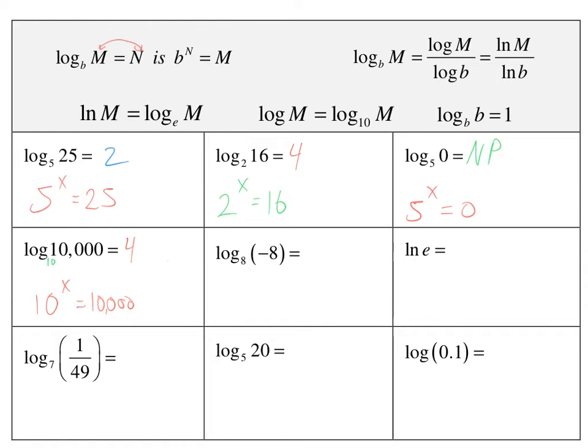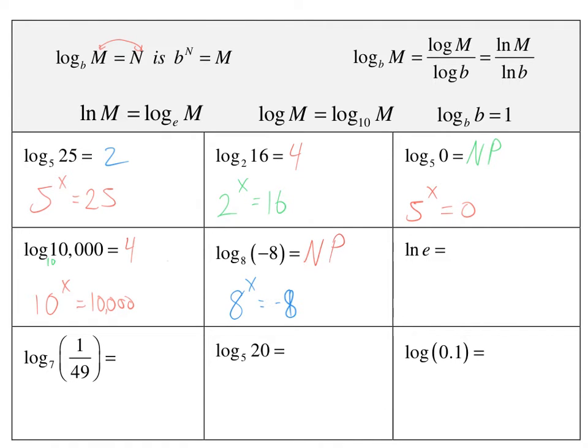8 to the what power is negative 8? Let's write that out. It's easier to see. 8 to the what power is negative 8? That's impossible. I can't take 8 and get a negative out of it if I'm doing 8 times 8 times 8 times 8. It just doesn't make any sense. So this is another not possible.